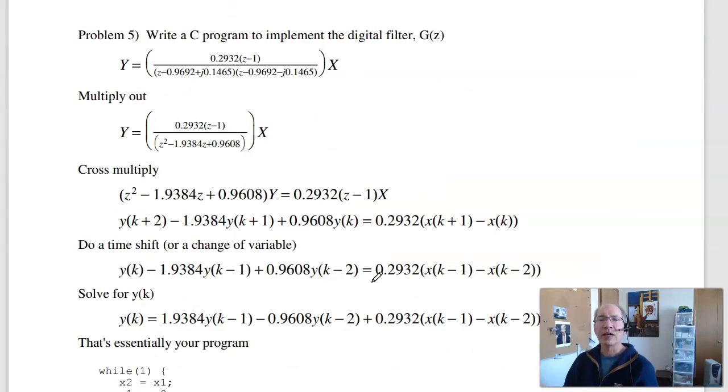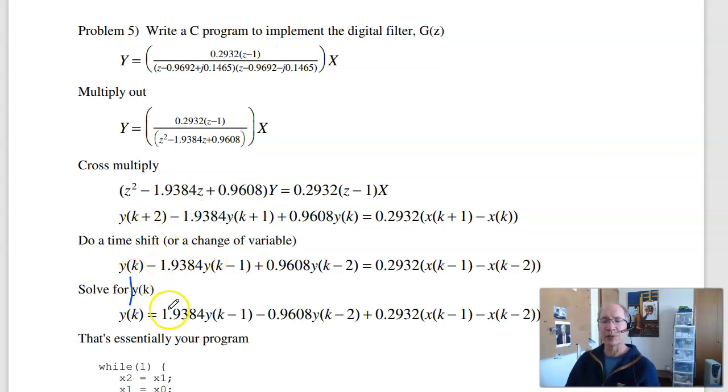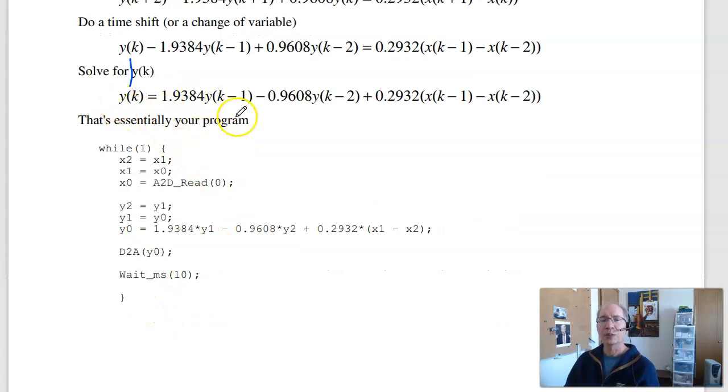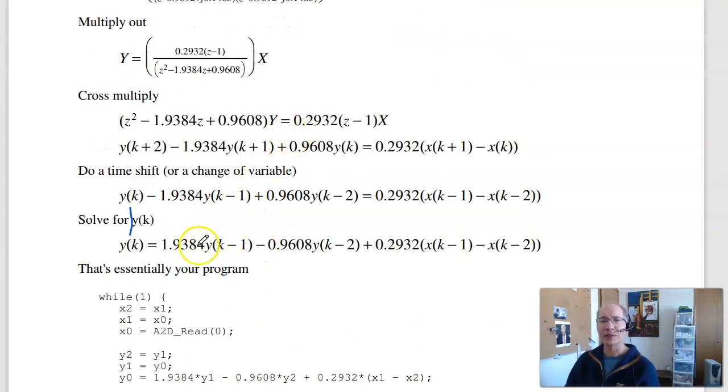Problem 5 says write a C program to implement that filter. So here the trick is multiply it all out, cross multiply, solve for the highest power, actually convert to a difference equation, do a time shift so it's no longer using future values, and solve for the current output. There's your program, and you can almost see it by inspection.